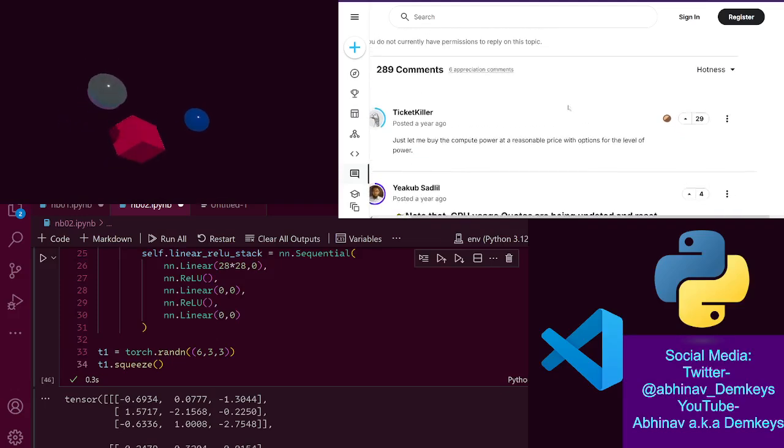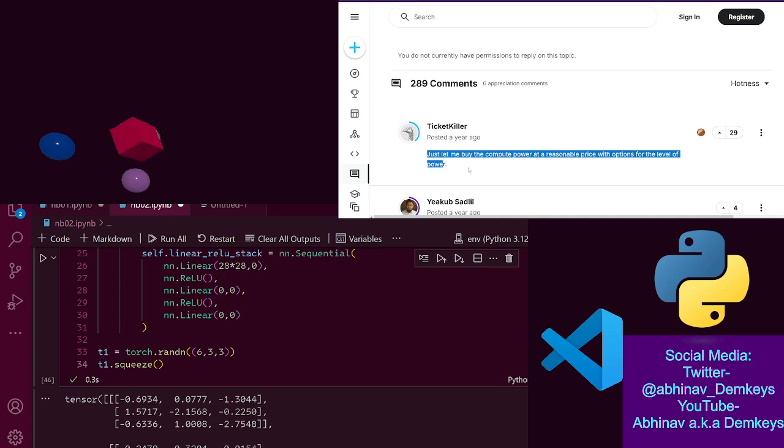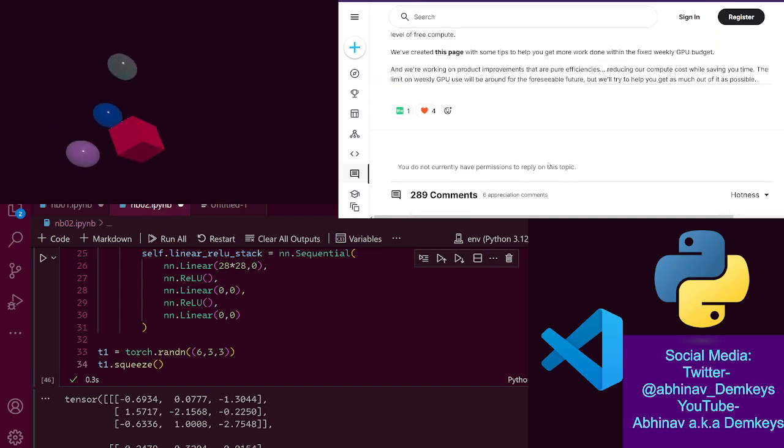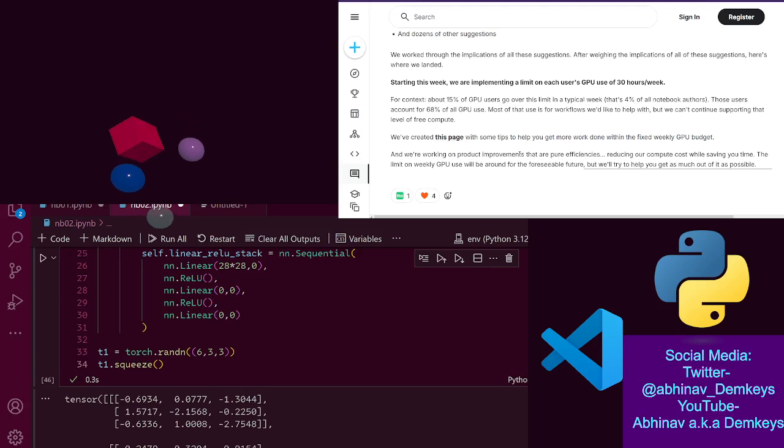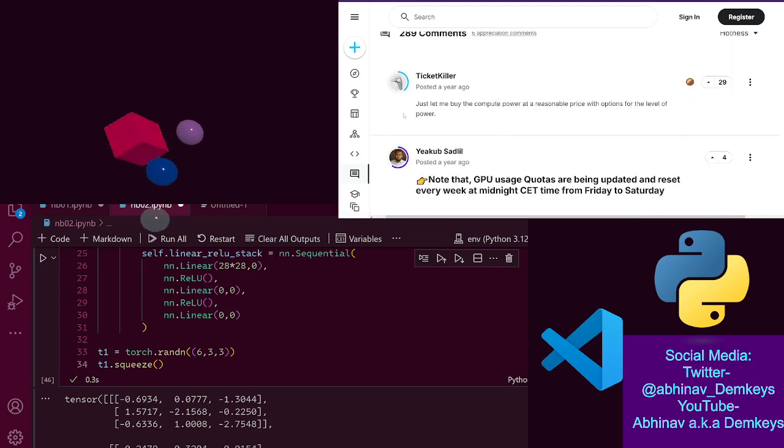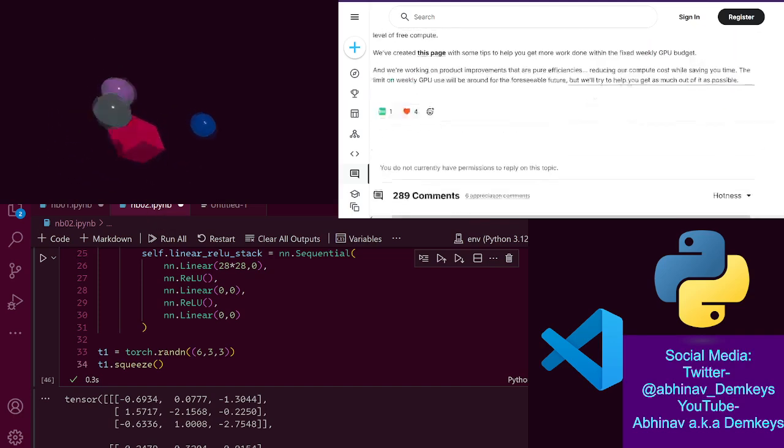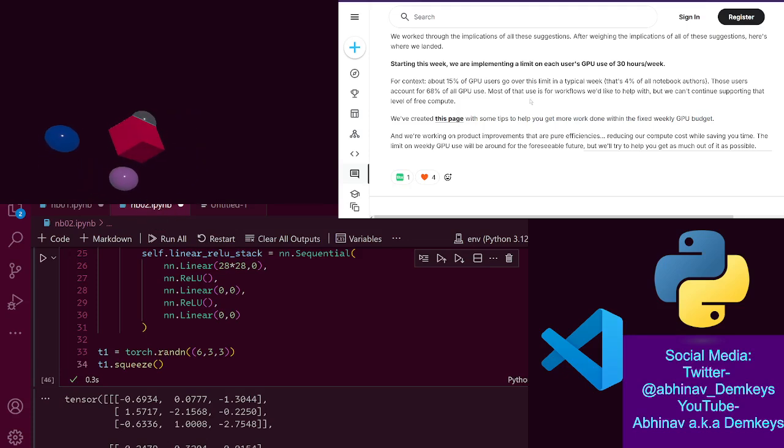That's fair. That is fair. And this is also fair: just let me buy the compute power at a reasonable price with options for the level of power. Though I also understand that setting up something like that is not the most straightforward thing to do. It would be great if they had that, but I understand that it's not the most simple thing to set up. That being said, this is definitely a good suggestion, and I'm guessing a bunch of other people also agree with this: just give the users the option to pay you to get more compute power.